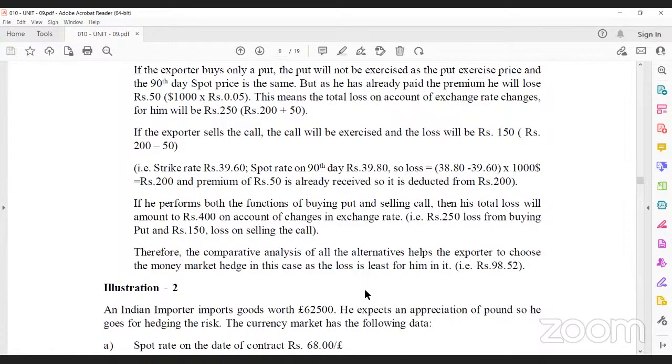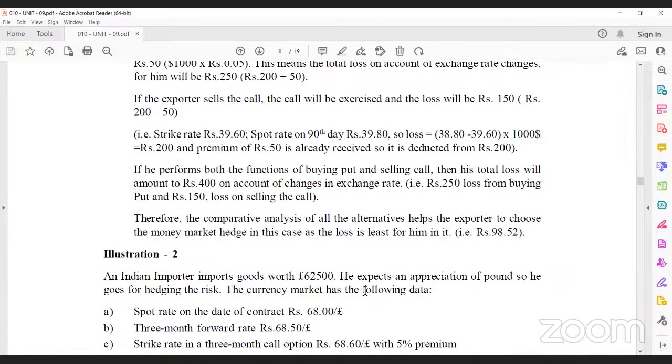From buying put and selling the call at 150 rupees. So comparatively, if put and call is analyzed, then finally it is a loss of rupees 98.50. So therefore, in this comparative analysis of all the alternatives, that's 4 alternatives, the exporter should choose the money market because it is showing the least loss, as compared to all the other 3, which have the highest loss. So the least loss has been selected. So the best choice is to go with the least.